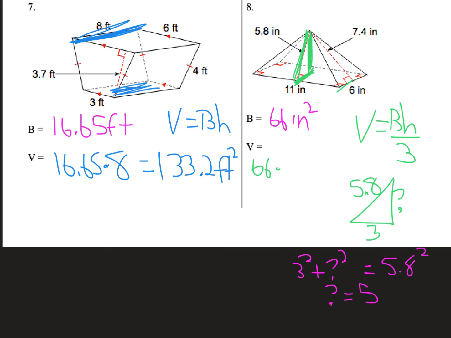So multiply the area of the base times the height divided by 3. 66 divided by 3 is 22, times 5 is 110 inches cubed. So that one was a little bit tricky because we had to make use of the Pythagorean theorem and draw that triangle inside there. So just be careful. We had to do the Pythagorean theorem earlier to find the slant height. In this case, we used the slant height to find the actual height. So be very careful.